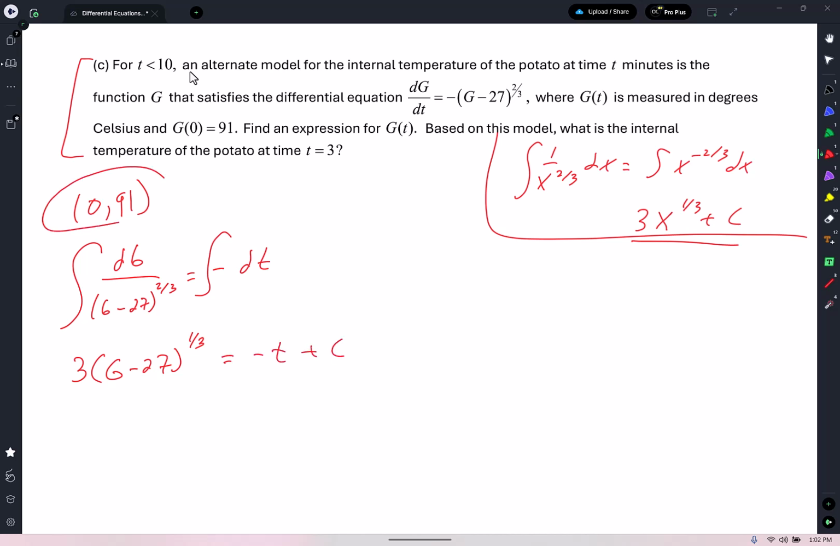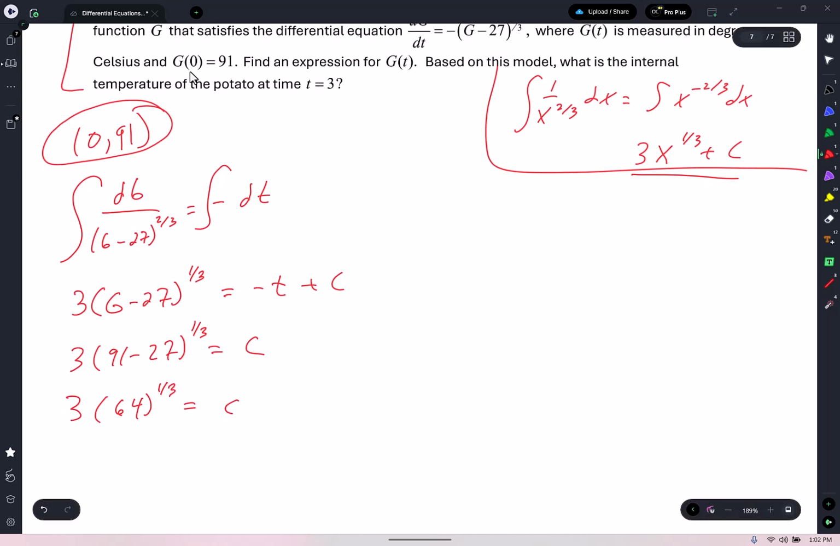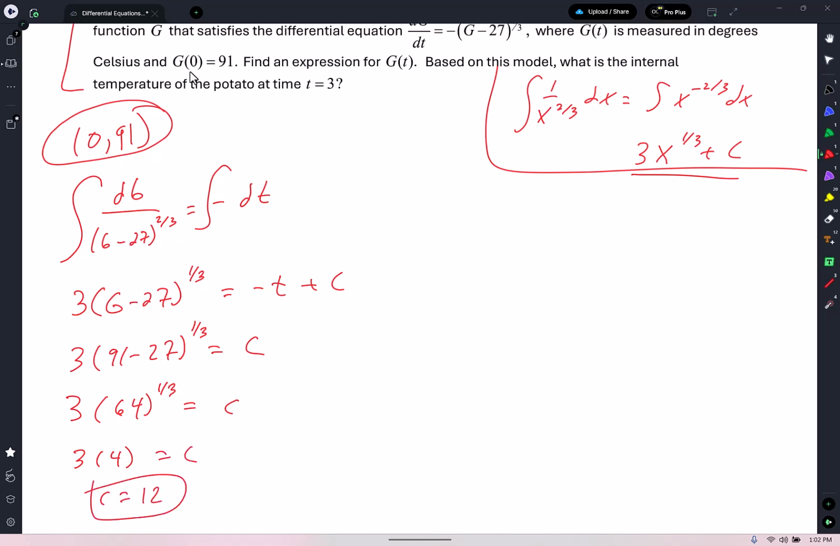And then I'm going to plug in (0, 91), where 0 is the time and 91 is the temperature. So 3 parentheses 91 minus 27 to the 1/3 equals 0 plus c, right? So 91 minus 27, we already know that's 64. 3 times 64 to the 1/3 equals c. The cube root of 64 is 4. So 3 times 4, and so c equals 12. All right, so we're going to come back to right there.